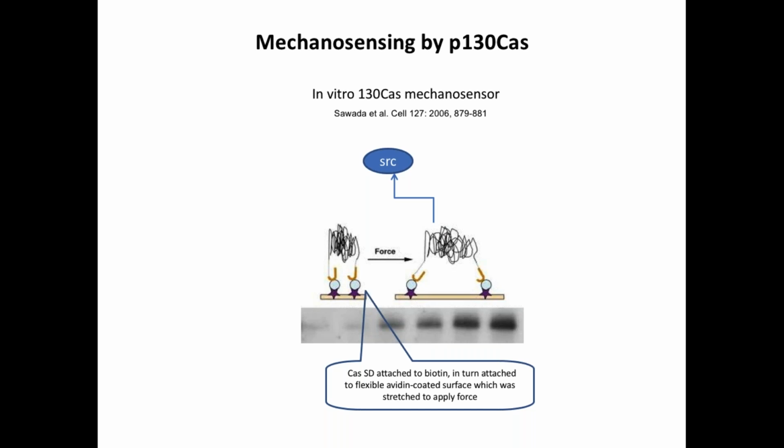And that can change chemistry. So here's an example in Cas. Mike used a different example where Cas, P130 Cas, is anchored at its N and C terminus and pulled apart, and that reveals a tyrosine in the coiled area here, and that tyrosine can then become phosphorylated with force.